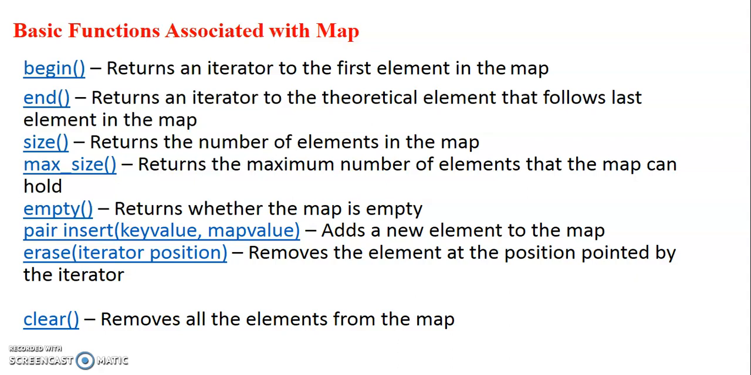These are some basic functions associated with a map. First is the begin function. It returns an iterator to the first element in the map. Whenever you call begin, it goes to the first element of the map and returns an iterator. An iterator is a kind of pointer that belongs to the iterator class, so we should include the iterator class whenever we write maps. The end function returns an iterator to the theoretical element that follows the last element in the map.